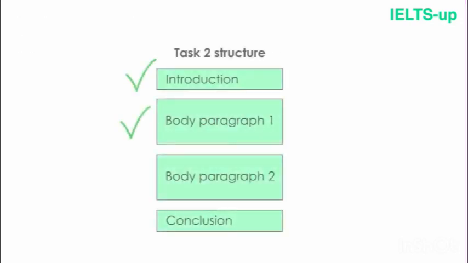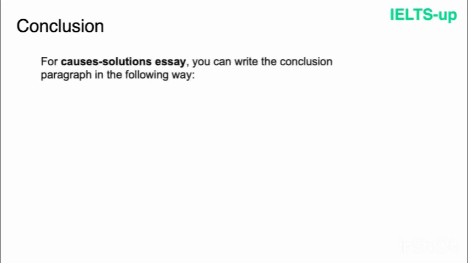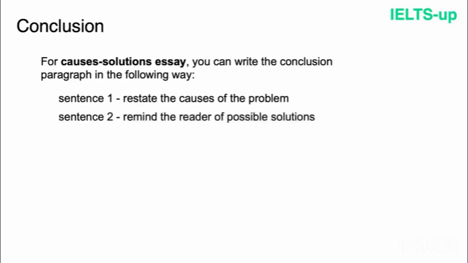Well done! Now we're done with the introduction and 2 body paragraphs, and it's time to start writing the conclusion paragraph. The conclusion paragraph shortly summarizes all previous ideas without giving new information. For a Causes Solutions essay, you can write the conclusion paragraph in the following way. Sentence 1. Restate the causes of the problem. Sentence 2. Remind the reader of possible solutions.